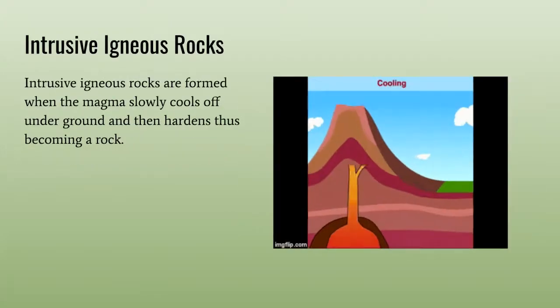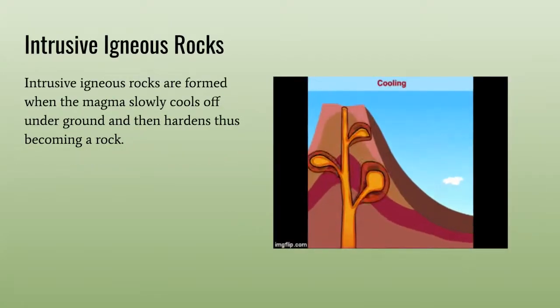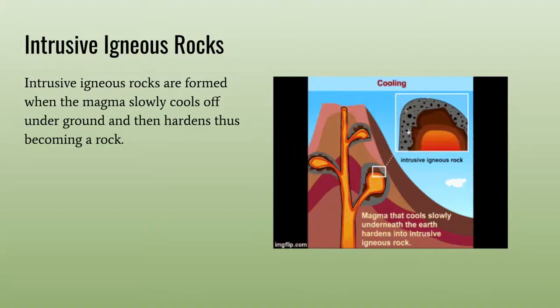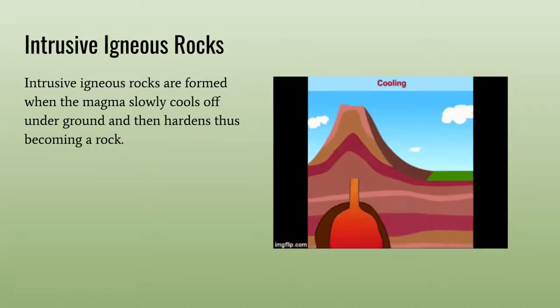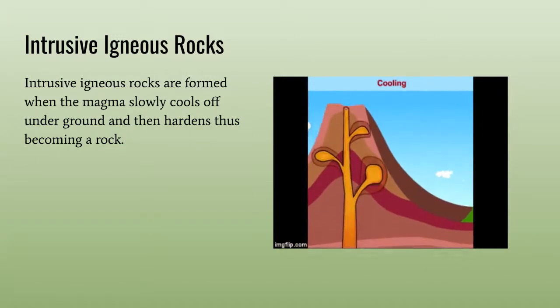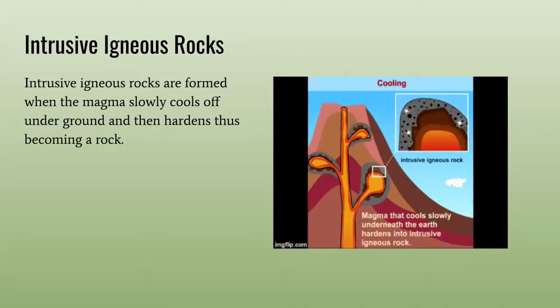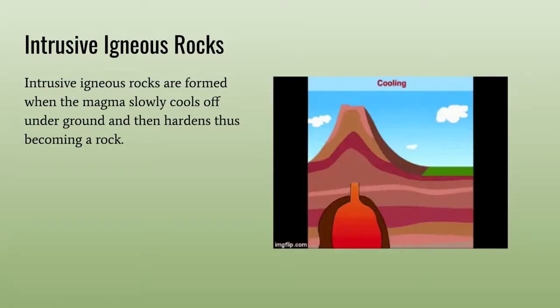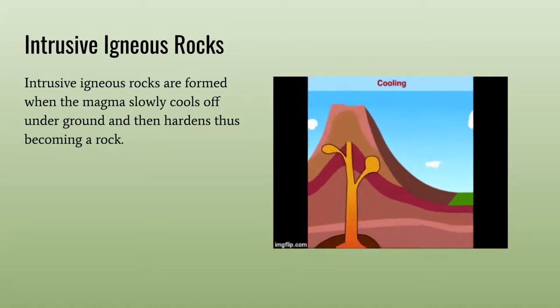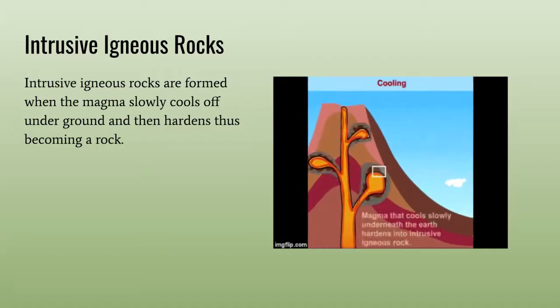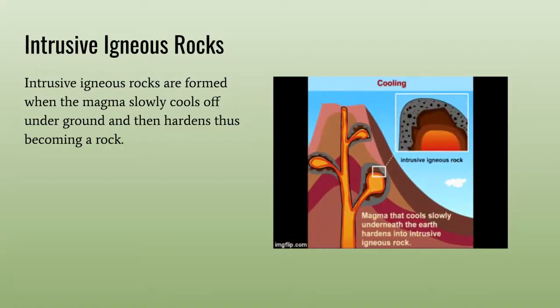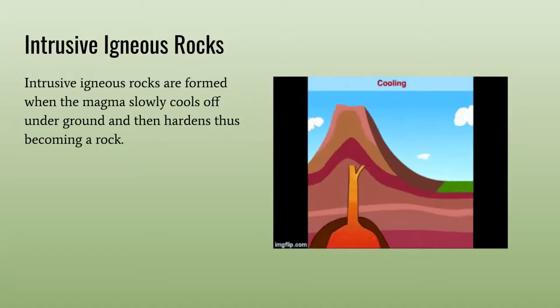So an intrusive igneous rock is made when magma slowly cools off from underground and then hardens, thus becoming a rock. So in the video, you can see the magma going up, and it goes off to the sides before falling over, and it cools off underneath the ground, making an intrusive igneous rock.